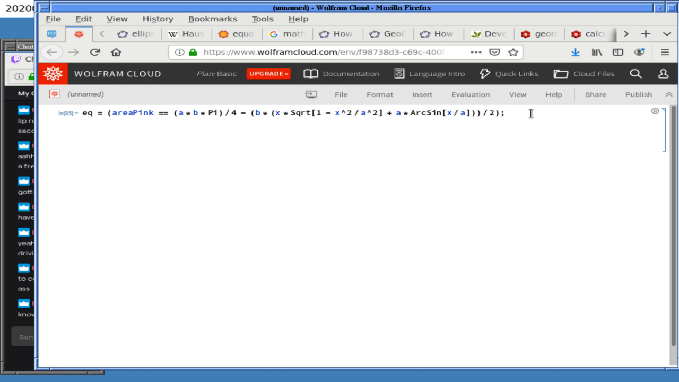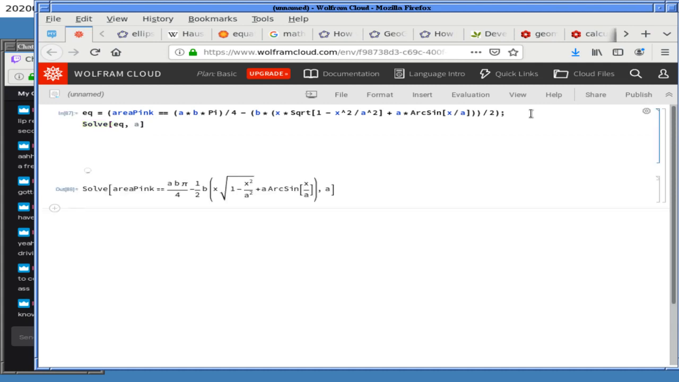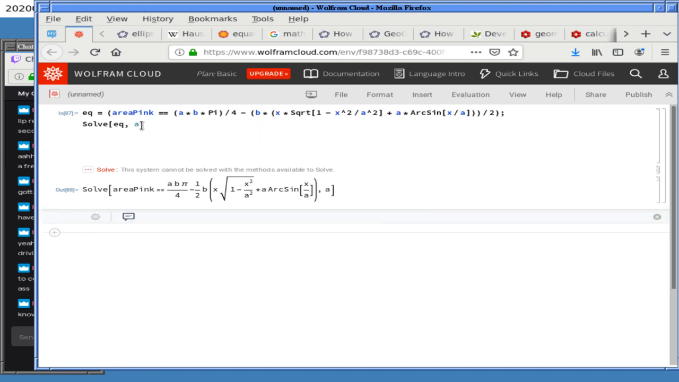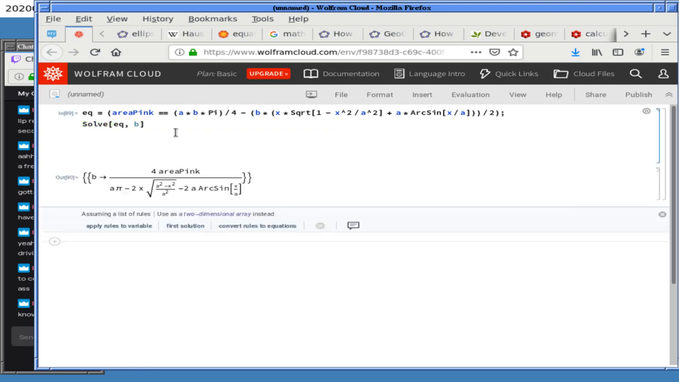Okay, so now can we solve... Well, we can obviously solve for area pink. That's not an issue. Can we solve it for A? And I don't think we can. Yep, didn't think it could do that. Can we solve this equation for B? We can, I'll be damned.